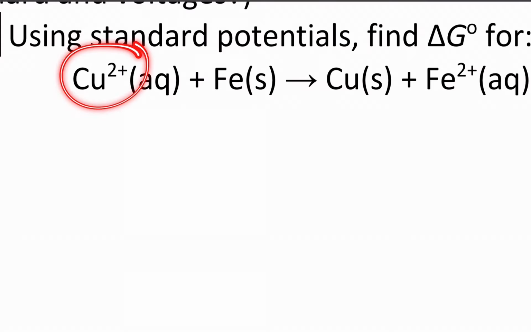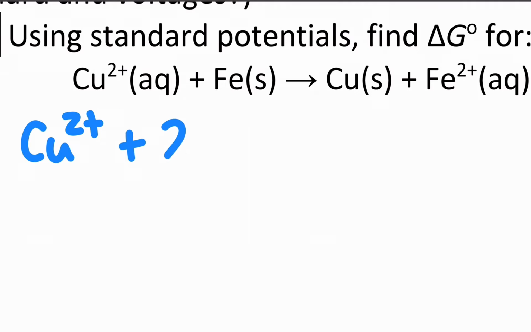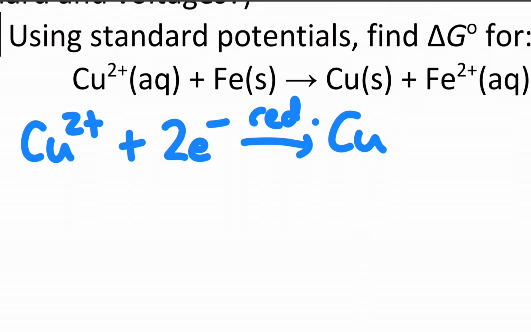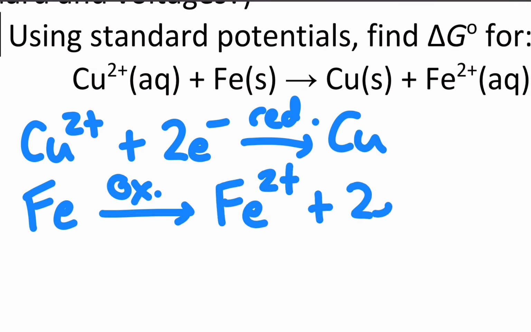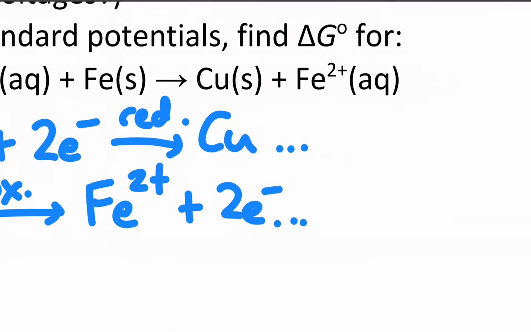Looks like copper 2 gets reduced to copper, and iron metal gets oxidized to iron 2. So copper 2 gets reduced with 2 electrons, and I'll just write red to remind me that that's what's happening, to copper metal. And iron gets oxidized to iron 2 and 2 electrons. Already balanced. 2 electrons gained, 2 electrons lost.